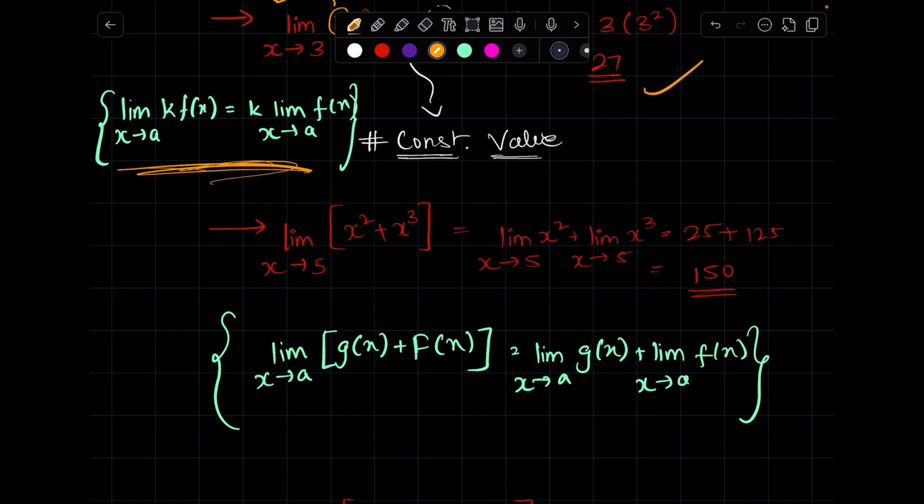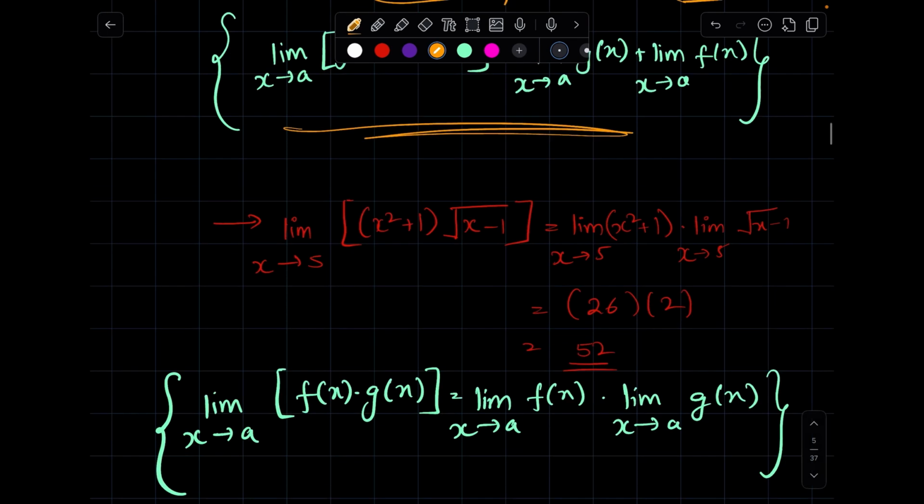Let's say a limit is applying to x squared plus x cube. You can multiply the limit to x squared, and then add it to the limit multiplied by x cube, as in this form. And then you can input the limits as usual and get your answer.